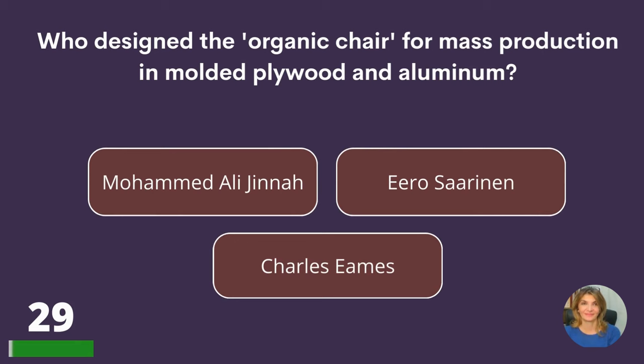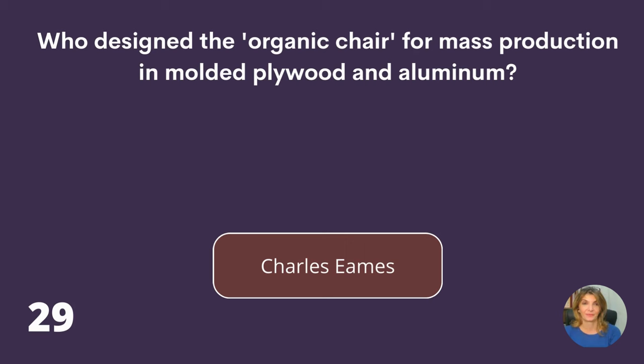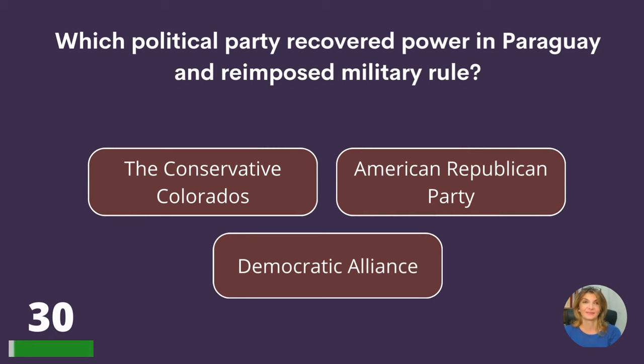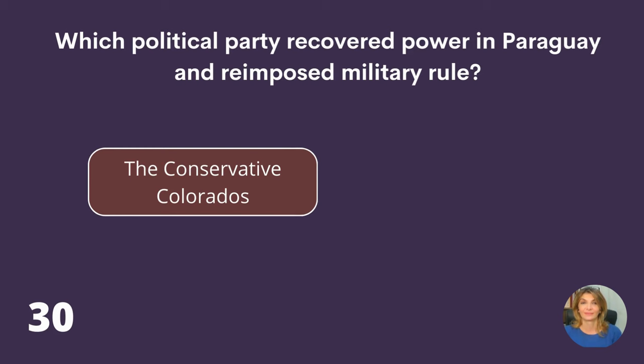Who designed the organic chair for mass production in molded plywood and aluminum? Muhammad Ali Jinnah, Eero Saarinen, or Charles Eames? Charles Eames. Which political party recovered power in Paraguay and reimposed military rule? The Conservative Colorados, American Republican Party, or the Democratic Alliance? The Conservative Colorados.